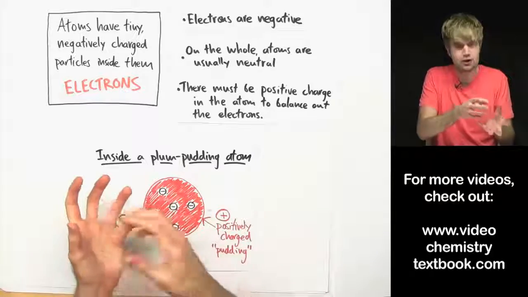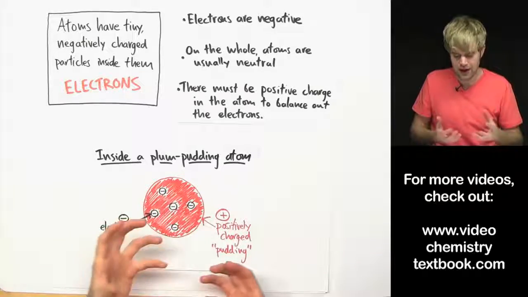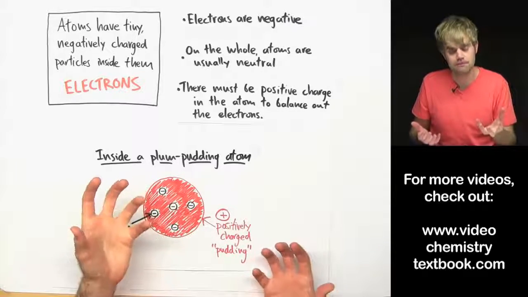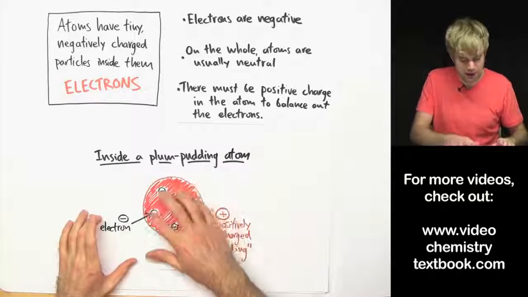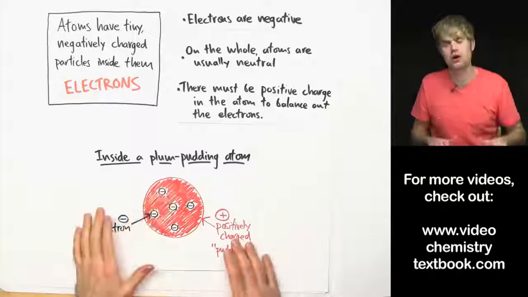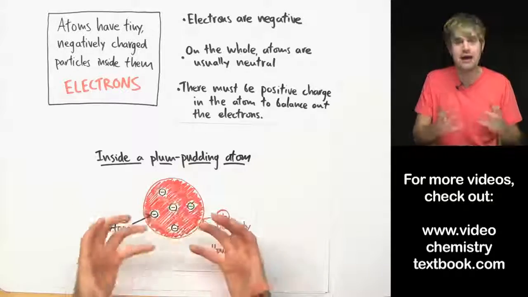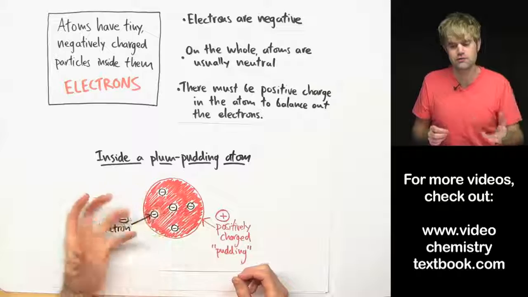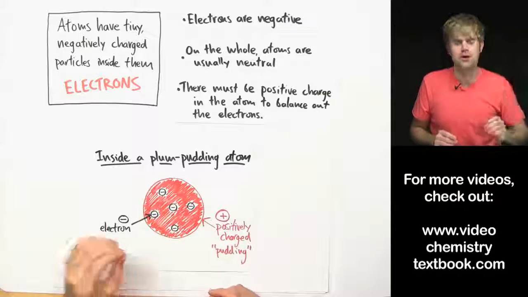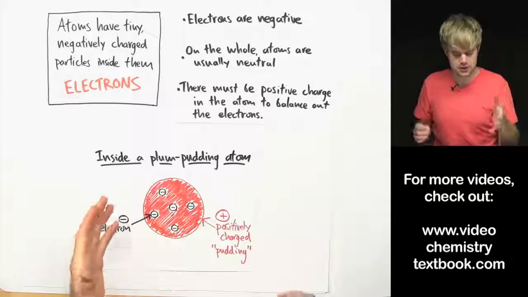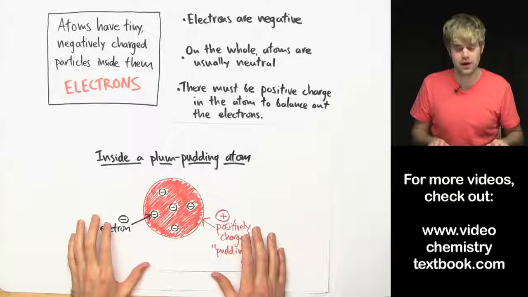keeps these electrons or blueberries held in place, but the dough itself has a positive charge. And it's that positively charged dough that balances out the negative charge of the electrons, and so together they don't have any total net charge. So the atom is electrically neutral. So that's how J.J. Thomson's discovery of the electrons leads to this plum pudding model of the atom.